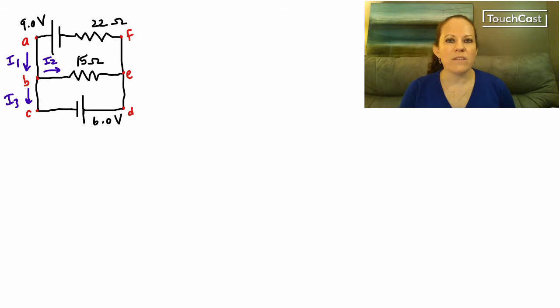So we've now set up our first junction rule. The junction rule says that the sum of the currents into a junction equals the sum of the currents leaving the junction. It's another way of stating conservation of charge. So our junction rule for point B says I1 equals I2 plus I3.